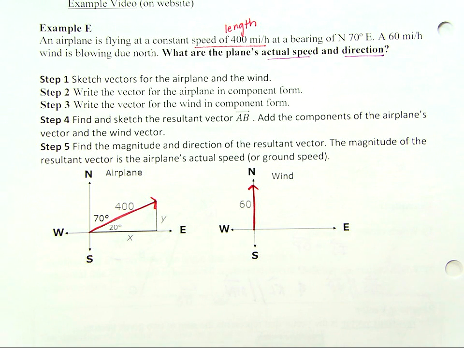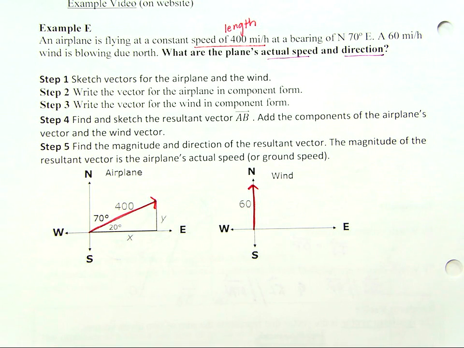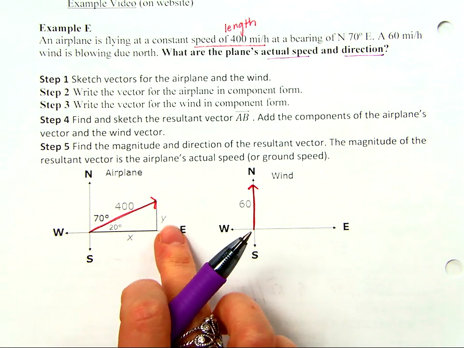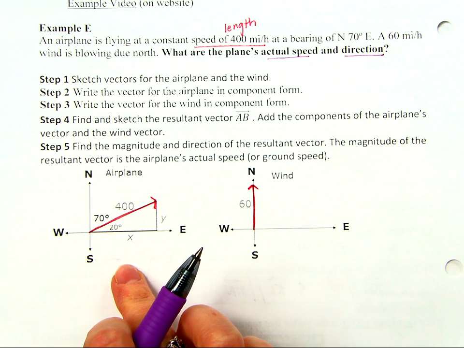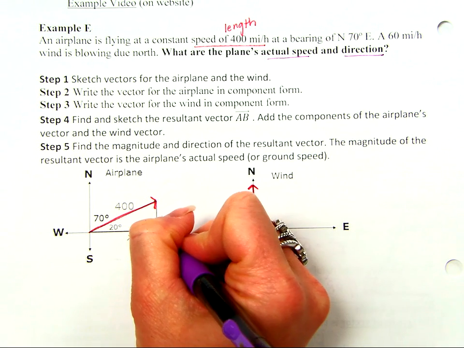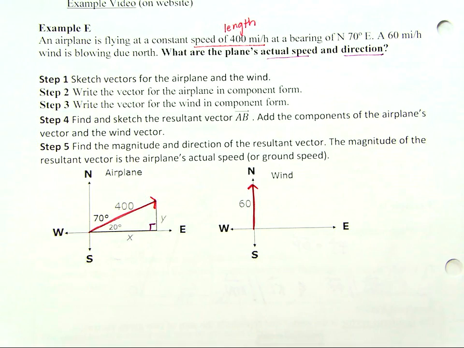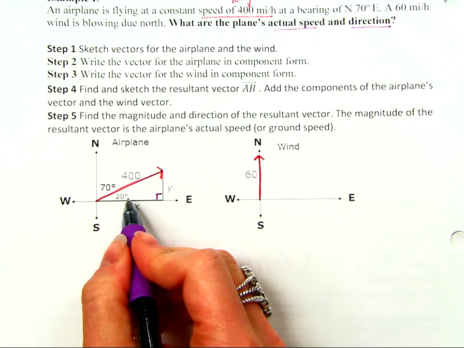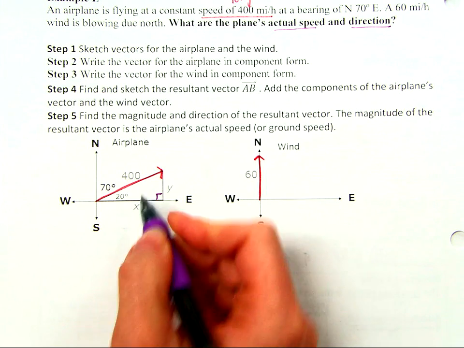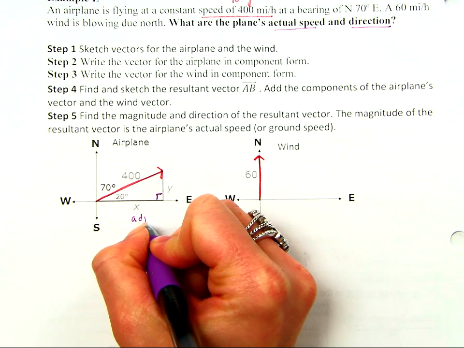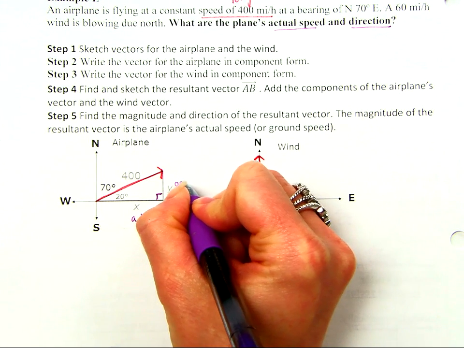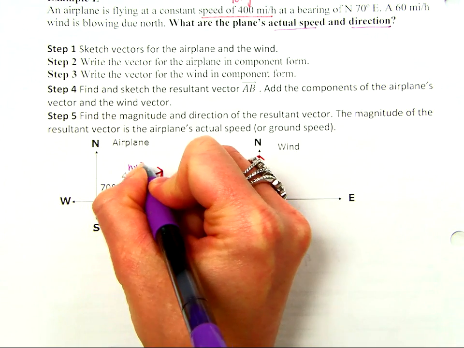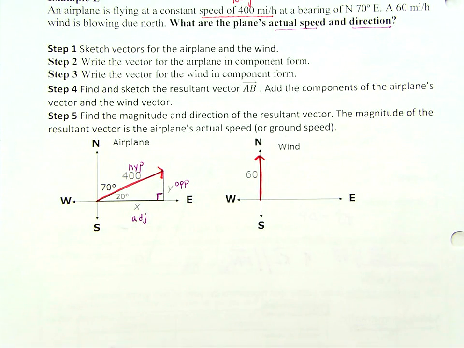We want to write these vectors in component form, meaning I want to know my x and y values. I want to know the horizontal change and the vertical change. Well, this is a right triangle. Again, we're going to use our trig. If I wanted to find my value for x, would you agree x is the adjacent side and y is the opposite side, and we have my hypotenuse. So I can go ahead and use SOHCAHTOA.